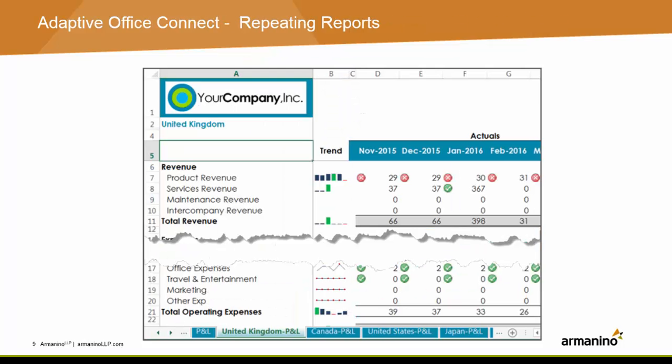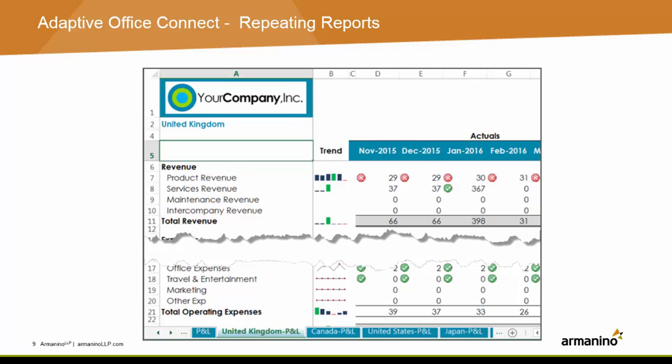Moving on to Office Connect, we have some new features to discuss, and first up is repeating reports. If you've been through the process of copying tabs and then applying parameters individually, you will love this new feature where you can automatically generate all of those new tabs.